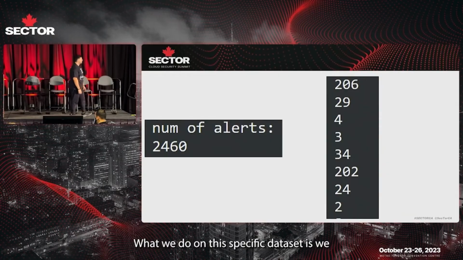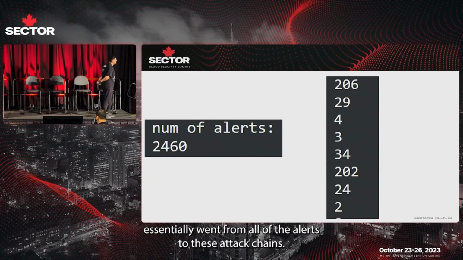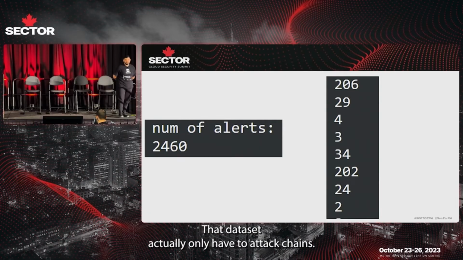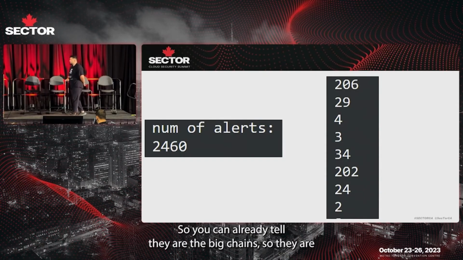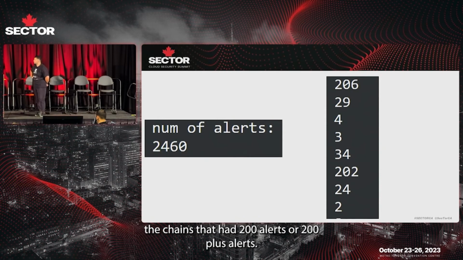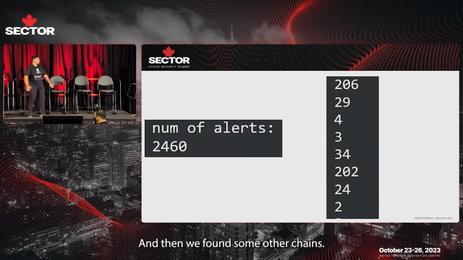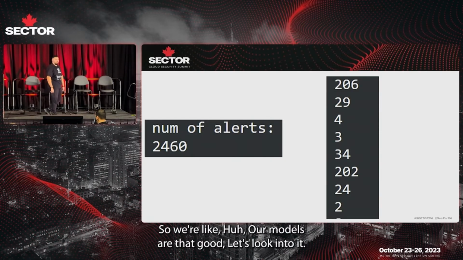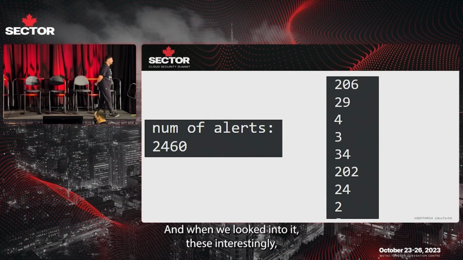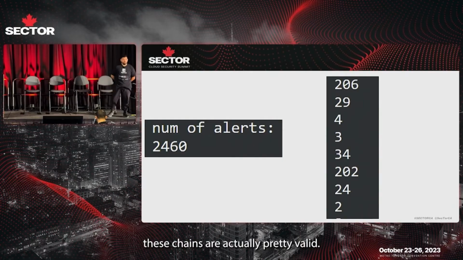What we do on this specific data set is we essentially went from all of the alerts to these attack chains. That data set actually only had 2 attack chains. And there were one-to-many and many-to-one. So you can already tell they are the big chains, the chains that had 200 or 200 plus alerts. And then we found some other chains. So we're like, our model is not that good. Let's look into it. And when we looked into it, interestingly, these chains are actually pretty valid.